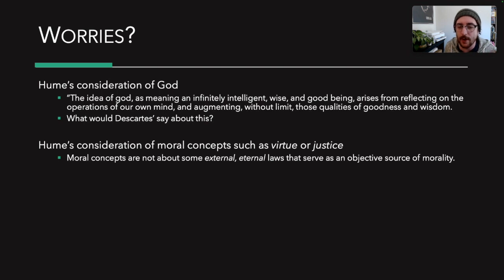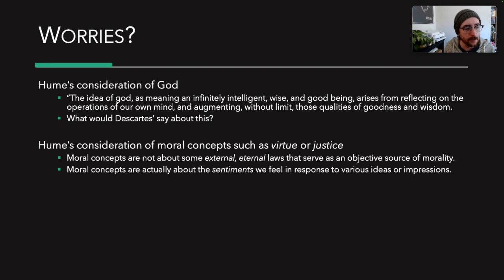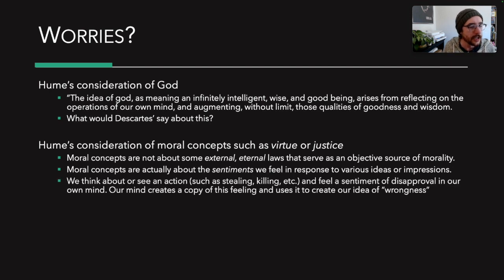So where should we look for where we get this idea? He says, instead we should look inward instead of outward. Our moral concepts for Hume are actually about the sentiments we feel in response to various ideas or impressions. So his story is that we see various actions, or we think about those actions like stealing and killing in our mind, and then our mind reacts to those ideas or impressions of that behavior, and it feels disapproval. And then our mind creates a copy of that impression of disapproval, and then we use that idea to create this idea of moral wrongness.